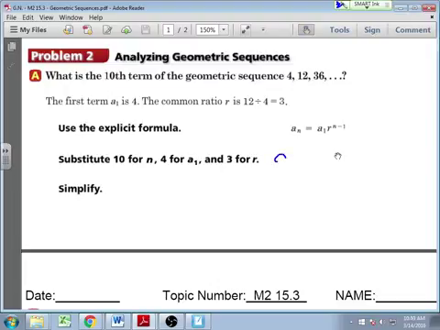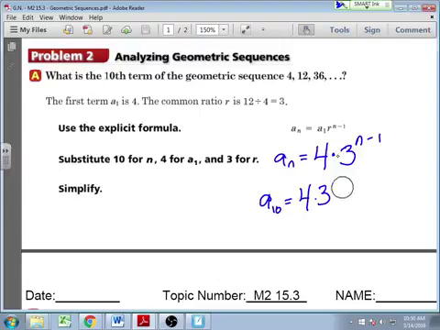So I here can say a sub n. Well, what was my first term? 4 times, what's the ratio? 3 to the n minus 1. So then when we want to say a sub 10, well, that's going to be 4 times 3 to 10 minus 1.